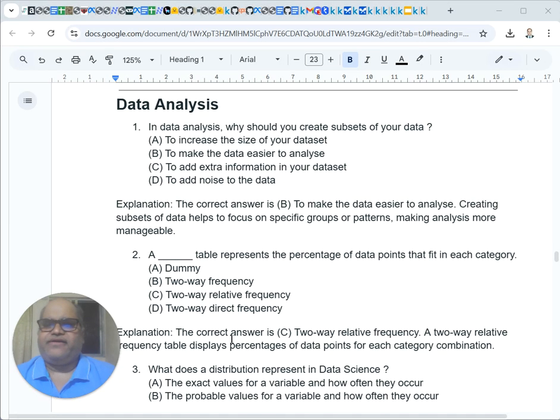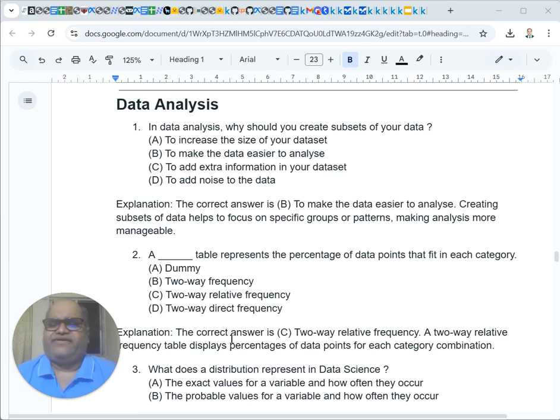It's asking, in data analysis, why should you create a subset of your data? You can read through the options: to increase the size of your data set, to make the data set easier to analyze, to add extra information to the data set, or to add noise to the data. As you can see, you can apply the process of elimination. If you are just creating a subset, you are definitely not adding any kind of noise. So option D is gone.